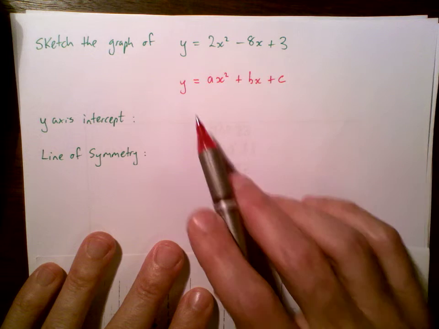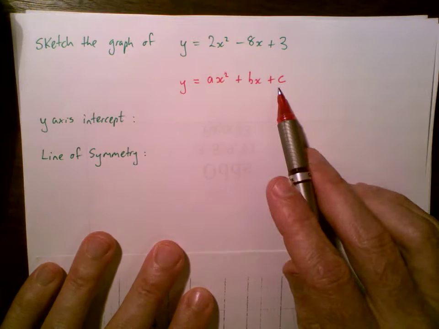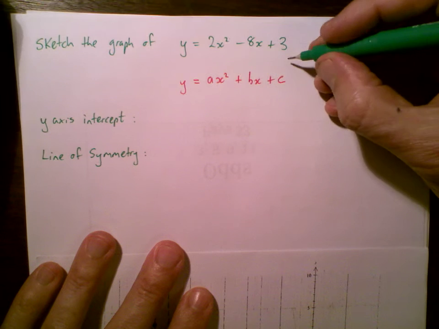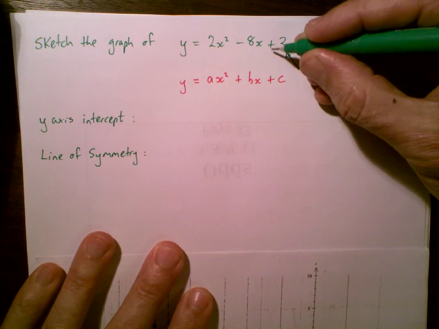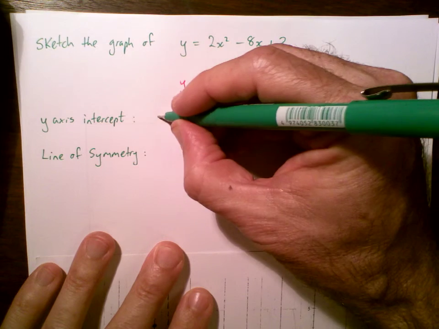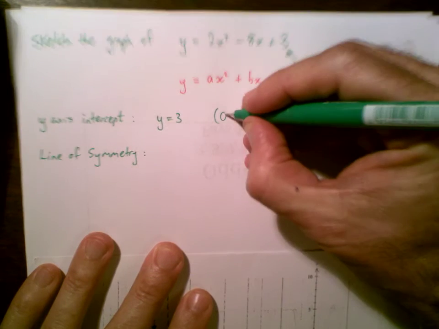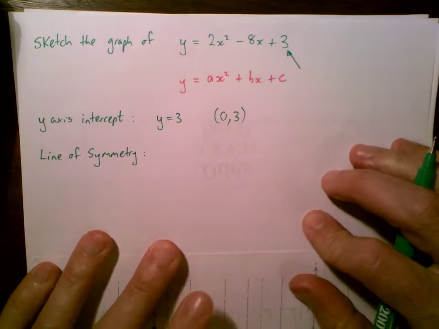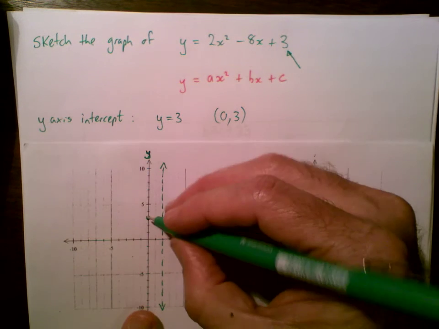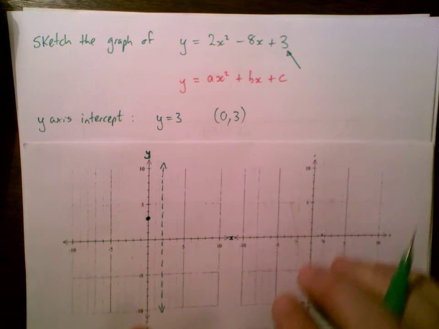Now we can compare it to our general standard form of the quadratic equation, y is equal to ax squared plus bx plus c. Now if the quadratic equation is in that form, we straight away know that this value here, the constant term, is the y-axis intercept. So straight away we can say the y-axis intercept is at y is equal to 3, or as a coordinate point we could write that as 0, 3. And we can go and plot that straight away on our graph. And there it is there at 0, 3, that will be our y-axis intercept.